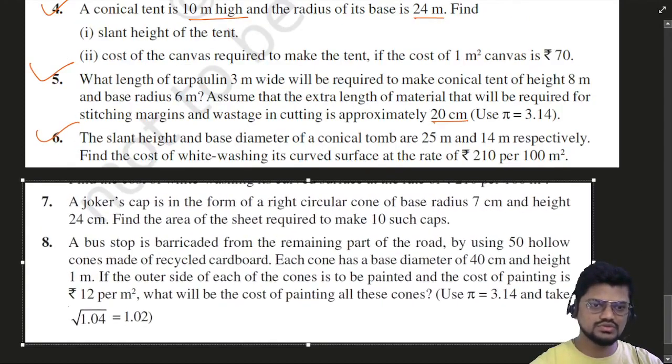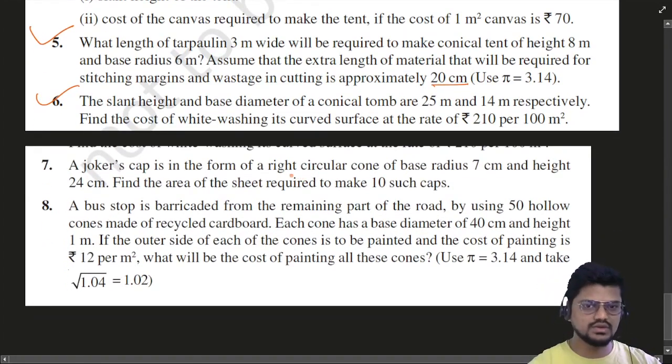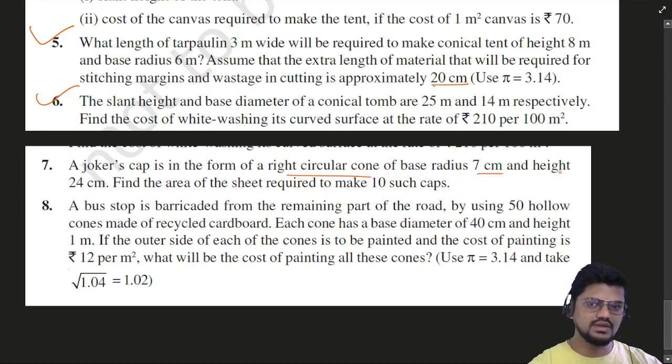So we have solved up to question number 6. Now next is a joker's cap in the form of a right circular cone of base radius 7 and given height. Find the area of the sheet required to make 10 such caps. You have to find the curved surface area of one cap and then multiply with 10. You'll get the curved surface area of all the caps which you require. I hope you can solve this question in your homework.